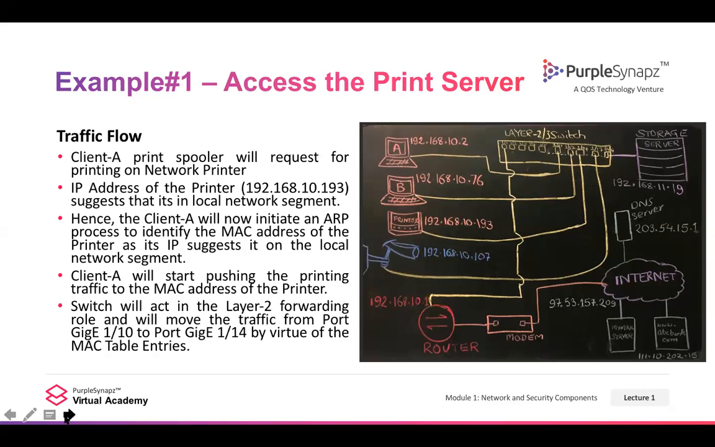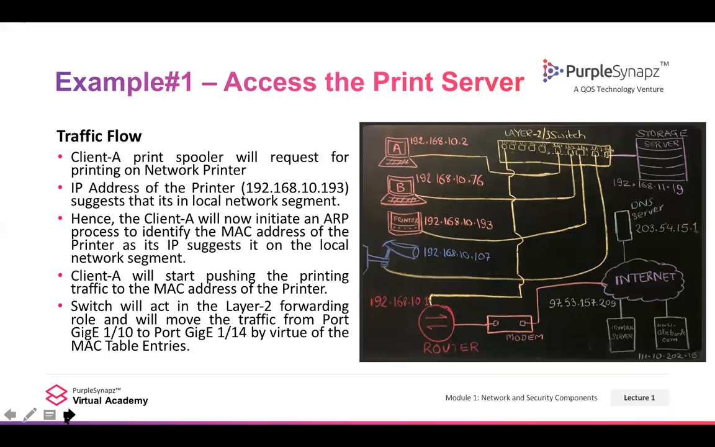Whenever I say layer 2/3, it is basically to explain that this is physically a layer 3 switch, but it will also do layer 2 connectivity. So in this example, whenever traffic flows from one machine, client A, towards the printer, let us understand how the traffic will flow. Client A has a print spooler on the local machine, which has to fire a printing request towards the network printer.